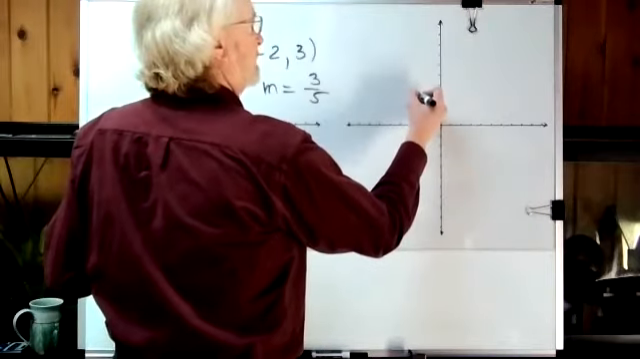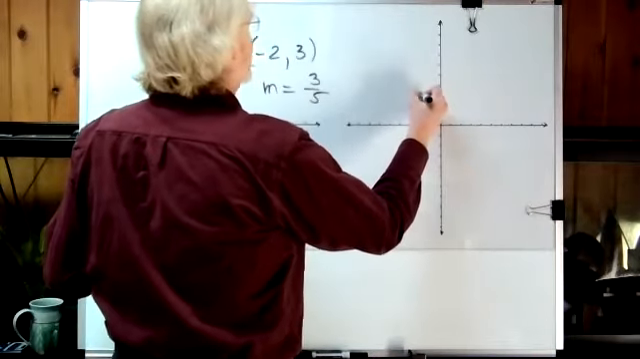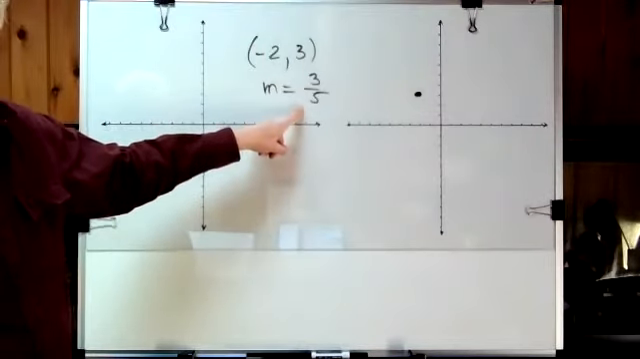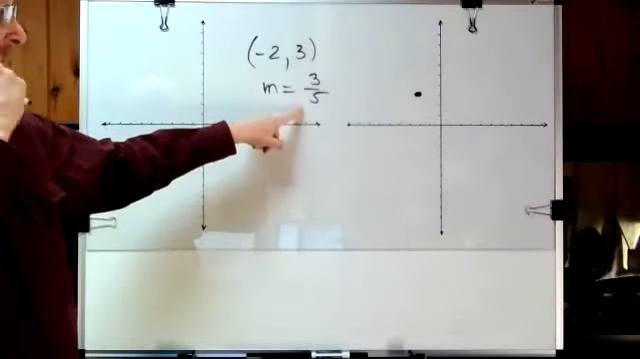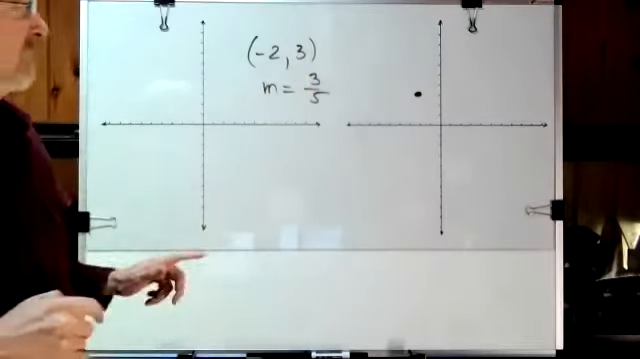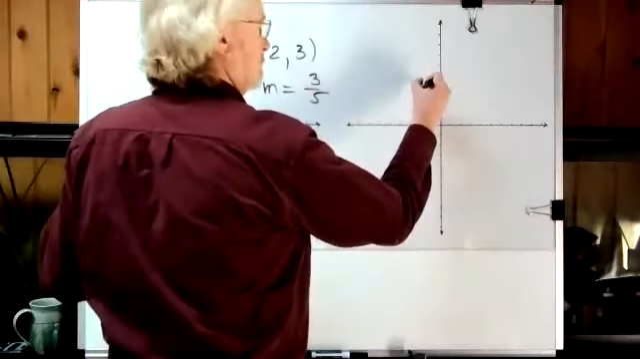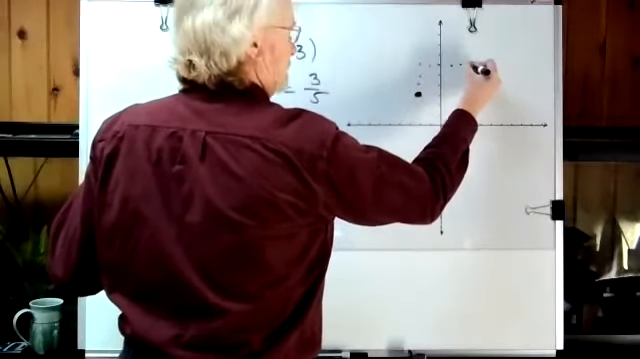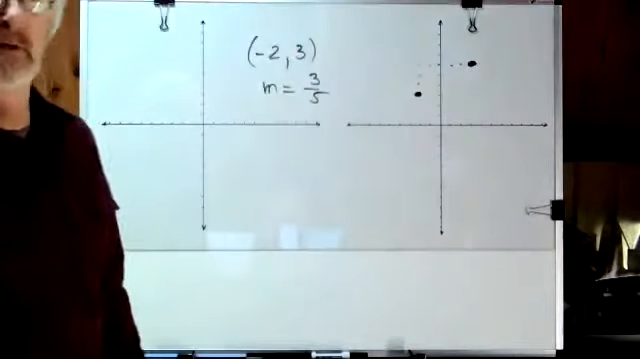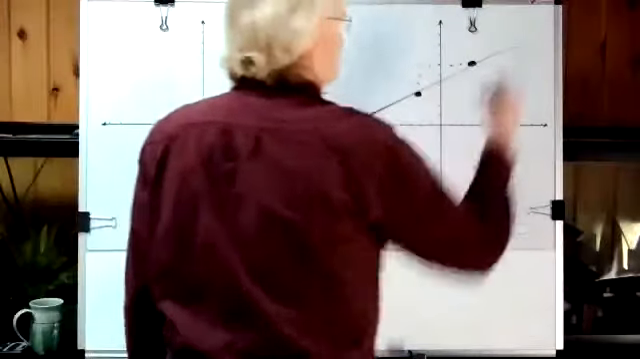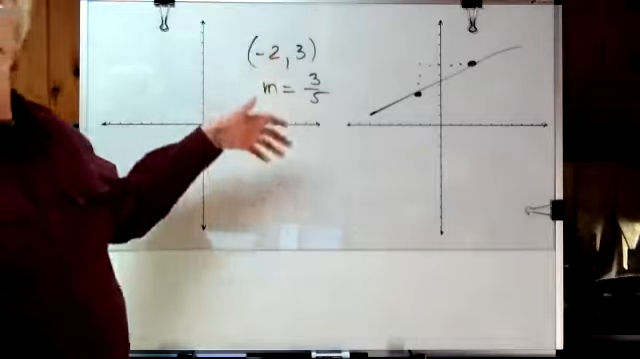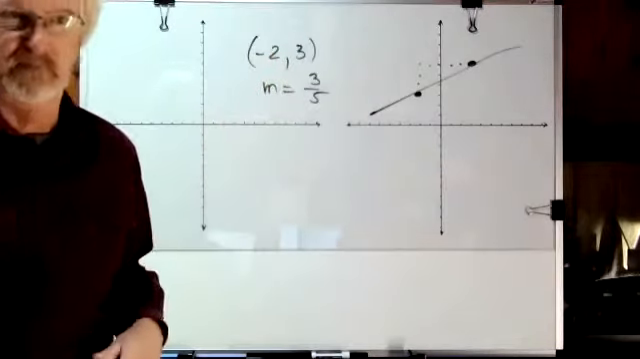-2 and up 3, there's a starting point. And I can now count from there using the slope to find a second point. So if I go up 3 and over 5, right? 1, 2, 3, 1, 2, 3, 4, 5. Roughly over there would be a second point, and use that pencil tool to graph that line. So if I know a slope and a point, can you graph the line?